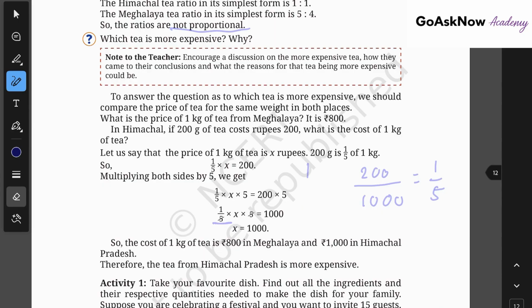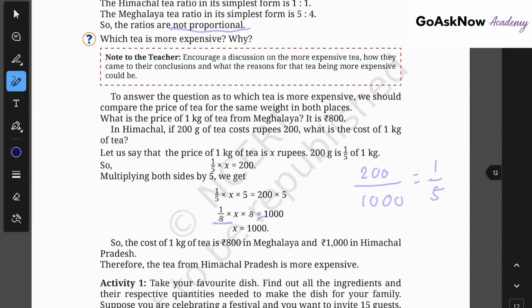As I was saying, 200 over 1000 is 1/5. And since we're multiplying both sides by 5, we get 1/5 times x times 5 equals 200 times 5. 1/5 times 5 is just 1, so it's just 200 times 5, that's 1000, so x is 1000. So the cost of 1 kilogram of tea is 800 rupees in Meghalaya and 1000 in Himachal Pradesh.